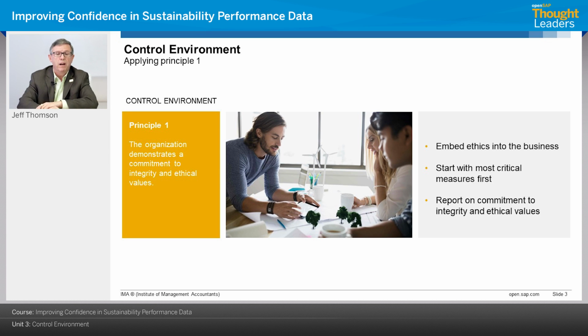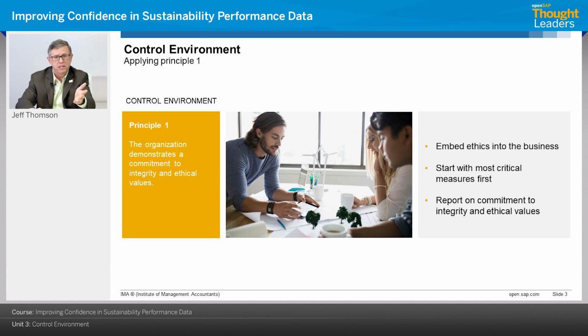So, Principle 1 simply says the organization demonstrates a commitment to integrity and ethical values. Now, I should also say inside the actual framework documents, which are available online, there are what are called points of focus that help describe each principle in greater detail and how to implement and scale the application of that principle for your own organization's use. So, embed ethics into the business. Start with the most critical measures first.